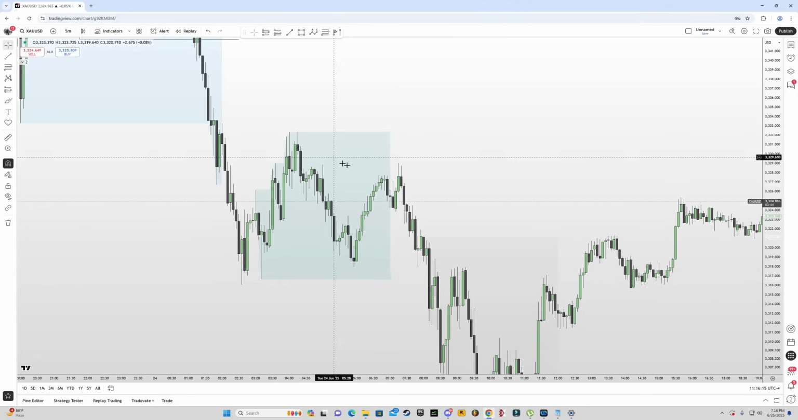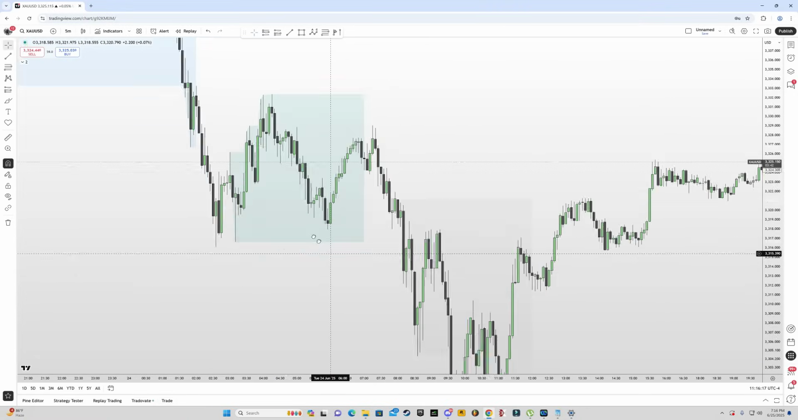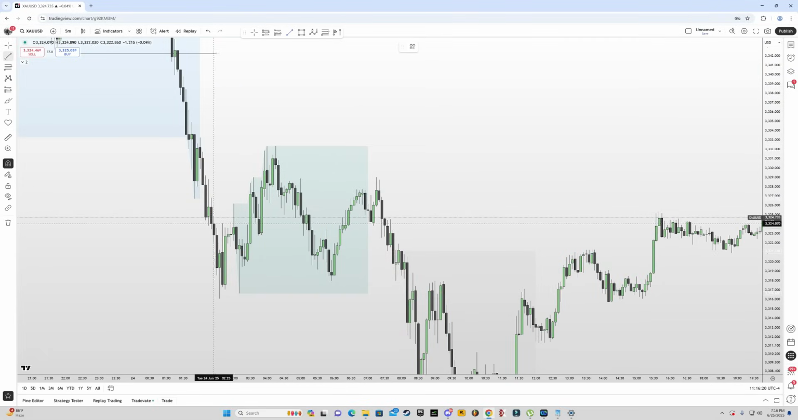Let's see if we got any setups during the London session. So we have a push to the upside. My apologies here. And we have a market structure shift here. That becomes range low.